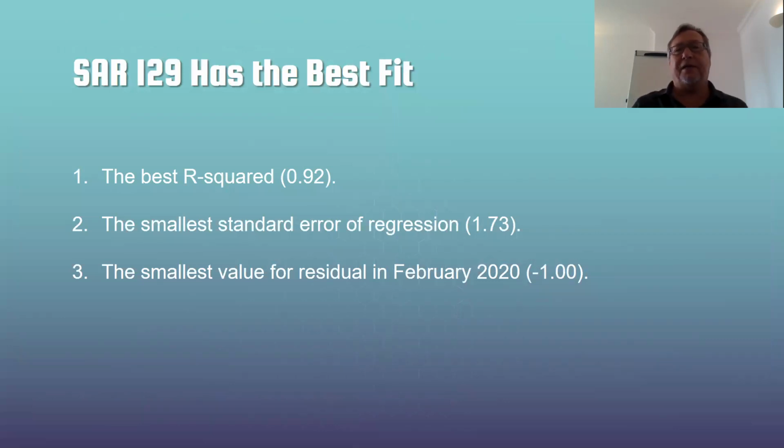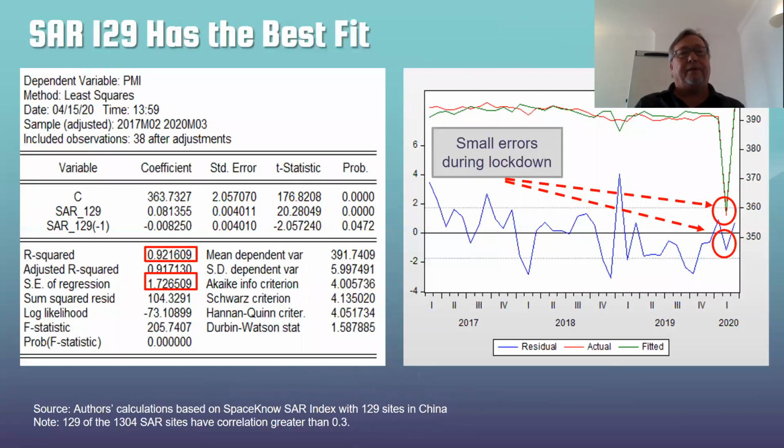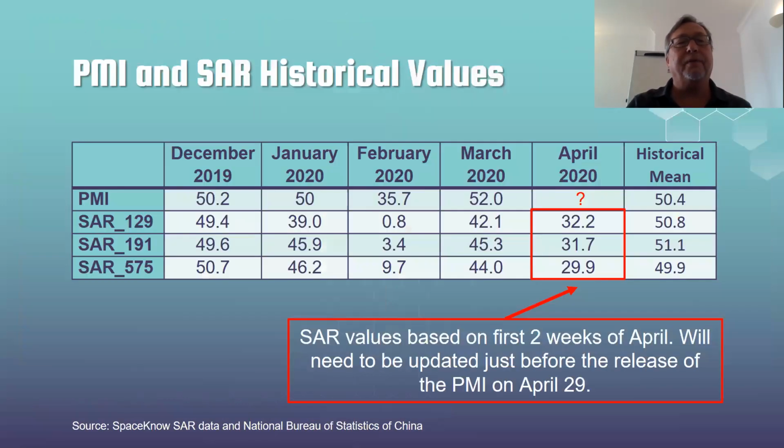So the conclusions at this point are that SAR 129 has the best fit in terms of the R squared. It has a pretty big R squared, actually explaining 92% of the variation. It has the smallest standard error of 1.73, and it has a small value of the residual in February 2020 when there was this big collapse in the PMI. So the forecast error was only about 1%. So this is basically just showing the small errors during the lockdown and so on.